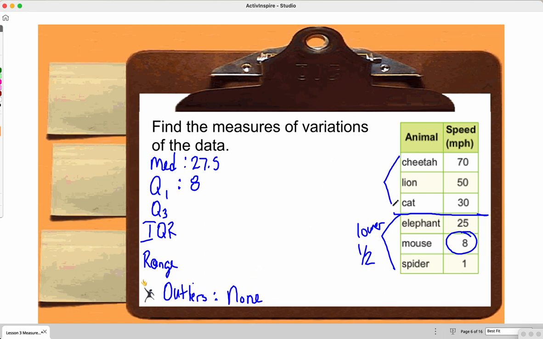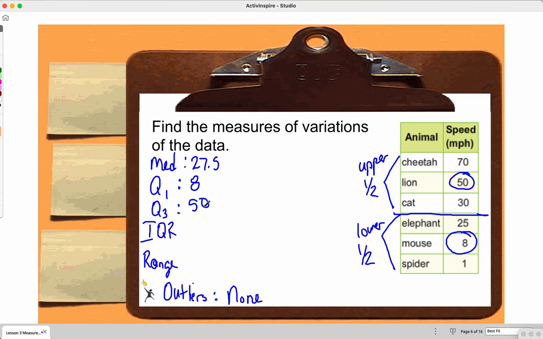Then I have my upper half, okay? Of my upper half, that's the top 50% of the scores. I find the middle, and in this case, it's 50. So my Q3 is 50. I'm really finding the median of both those 2 sides.